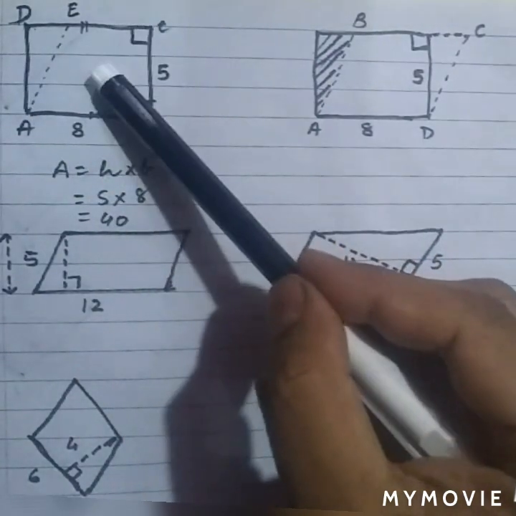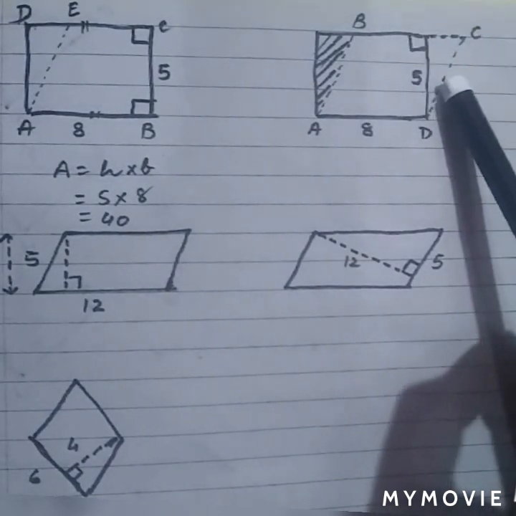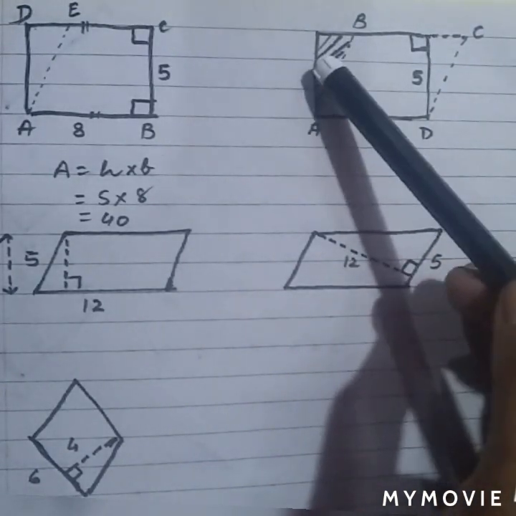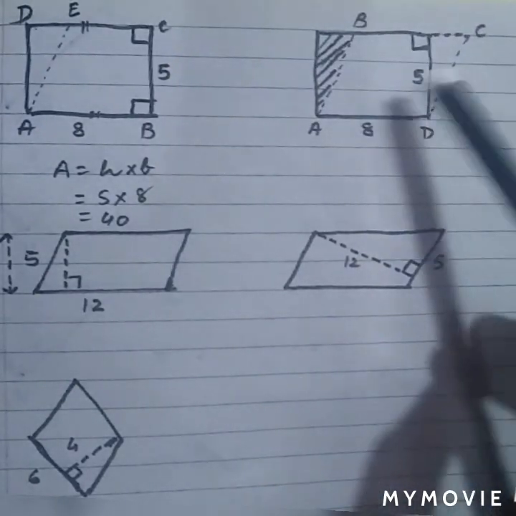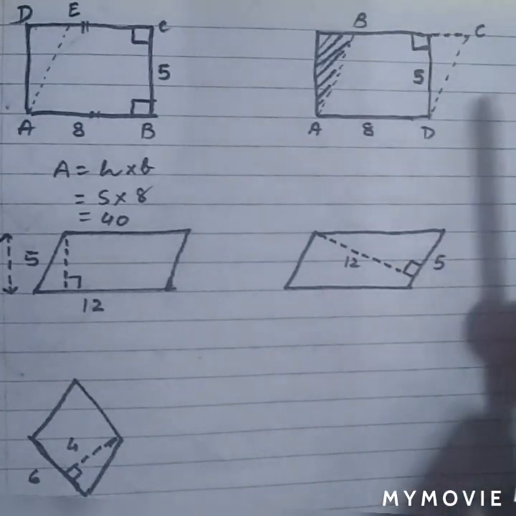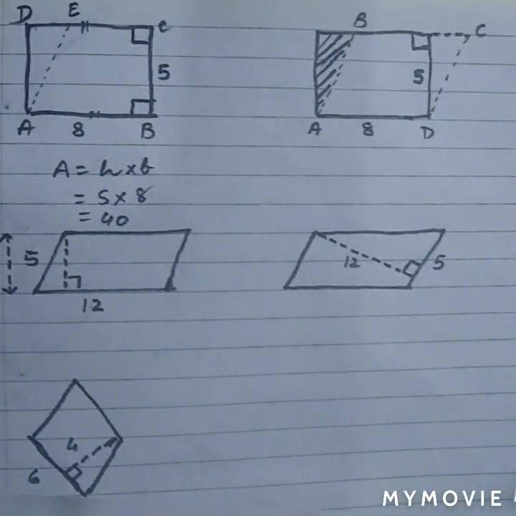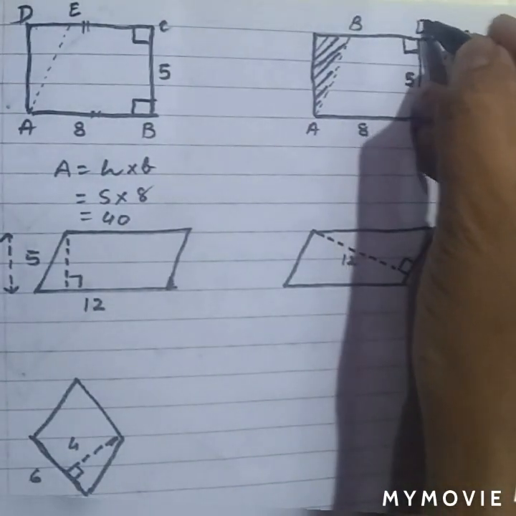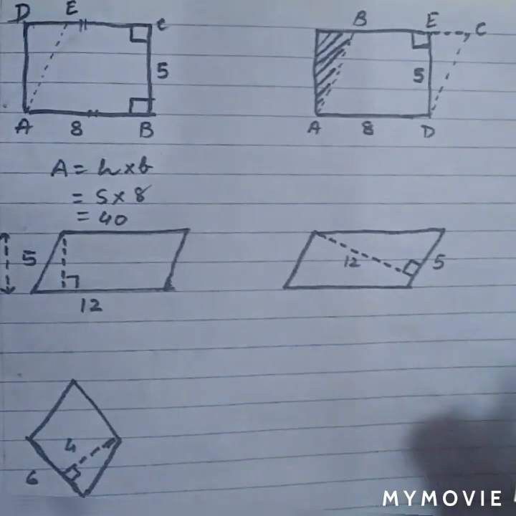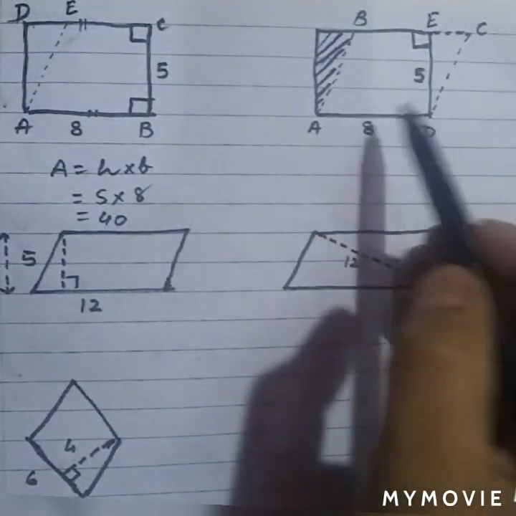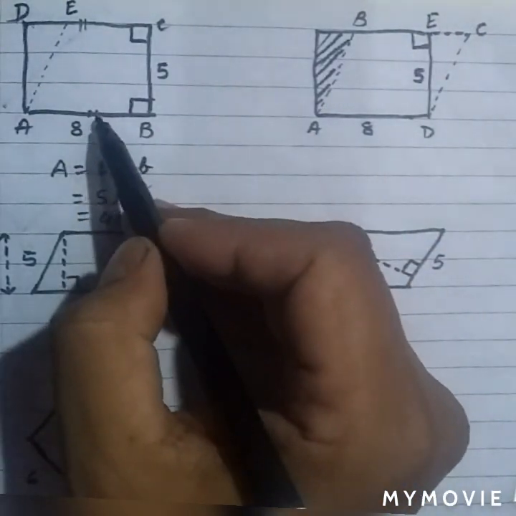So it means that the same rectangle is now being transformed into a parallelogram. I have shaded this portion to indicate that I have taken this part and pasted it on the other side of this rectangle to make it a parallelogram. And you can observe that this height BC is also present over here as DE. DE is the same, that is 5, and the base is the same, that is 8. So we can say that the parallelogram ABCD has exactly the same area as that rectangle.